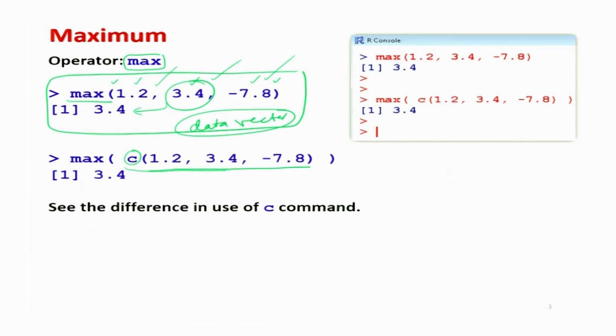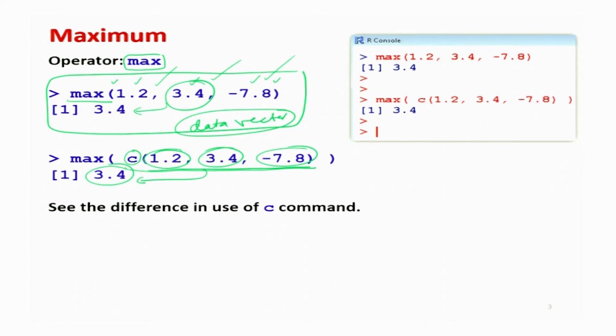So, you can see here what is the difference? There is no difference. Still, if you try to see, the input is the same, 1.2, 3.4 and minus 7.8, and their output is the same as 3.4. So, now in this case you can see here that whether you are using the command C, the concept of data vector, or you are not using the option of data vector, the outcomes are going to be the same.